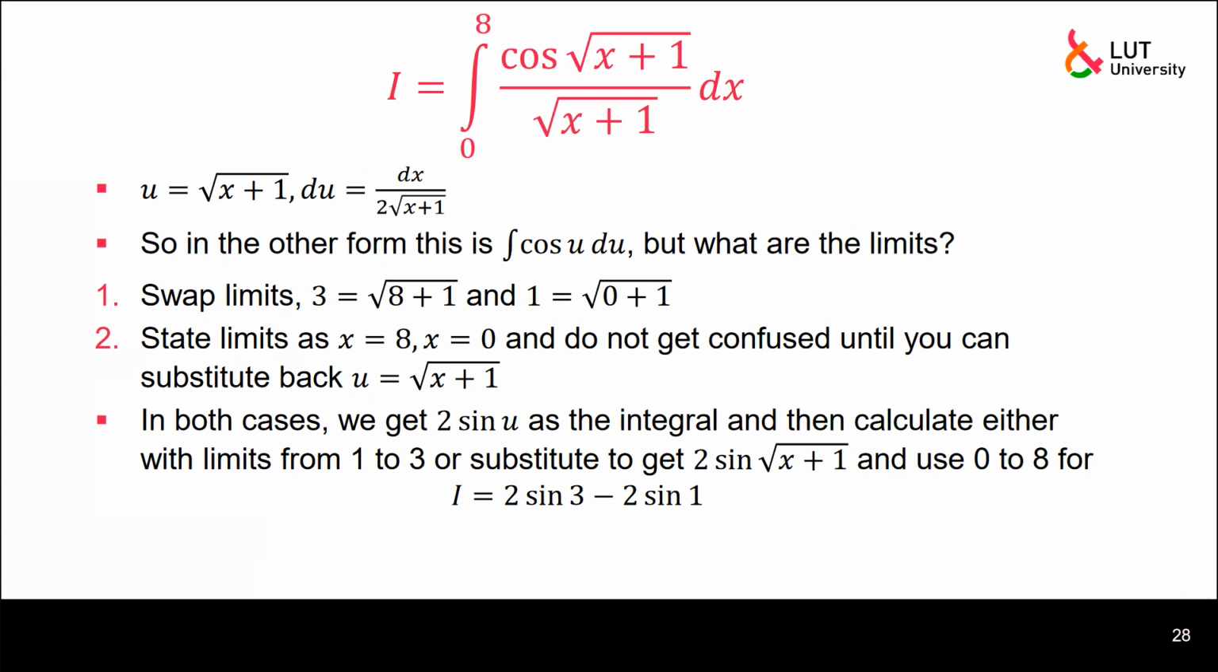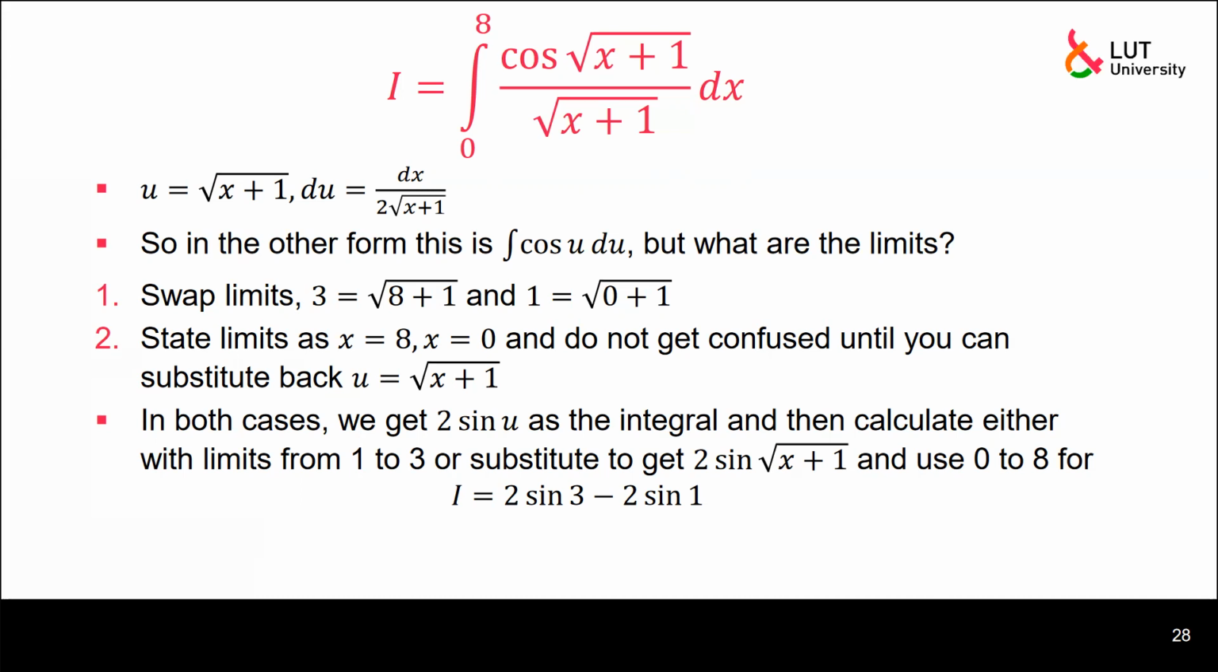Previously, we had just this indefinite one. So we consider u equals something, and then du, clearly. This dx over the square root of x plus 1 disappears, and we get an extra 1/2, which we can take out of the integral. And we then get cosine u du.